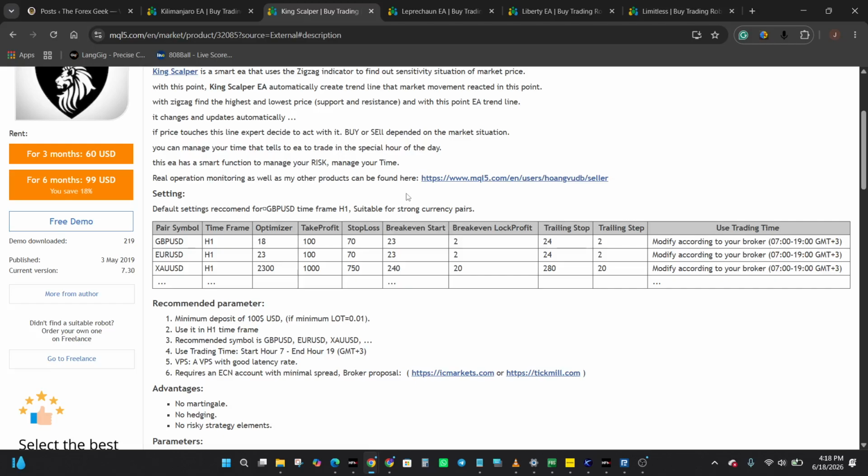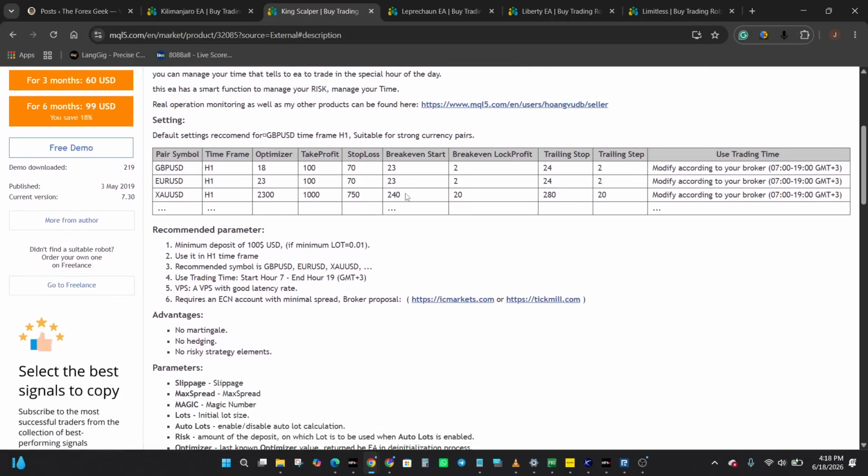The EA allows users to define specific hours during which trading is permitted. This can be useful for traders who want activity restricted to certain market sessions rather than allowing trades throughout the entire day. Moving further into the settings section, the developer provides recommended configurations for GBP USD, Euro USD, and XAU USD on the H1 time frame.